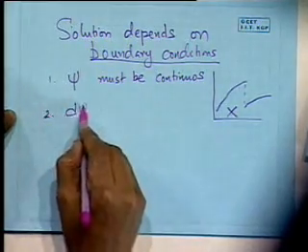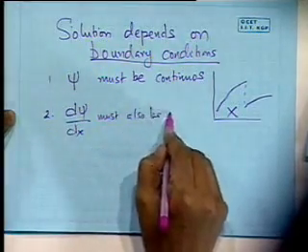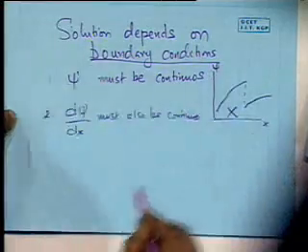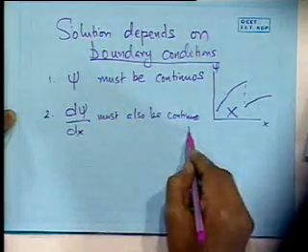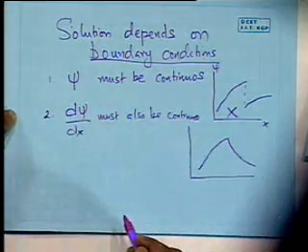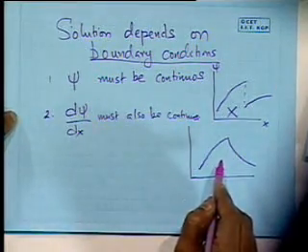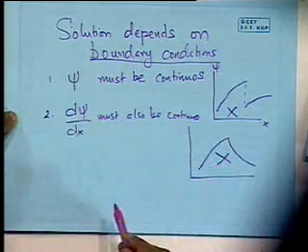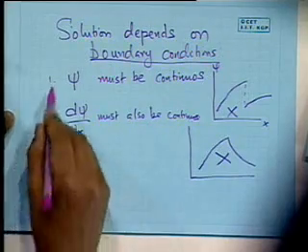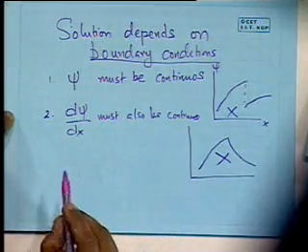The second is that d psi by dx must also be continuous. If that is a plot of psi versus x, then an example would be something like this, where the function is continuous, but d psi by dx is not continuous. So a function that has some shape like this will also not be an acceptable solution. Already from these boundary conditions, we have some limits set on the possible types.